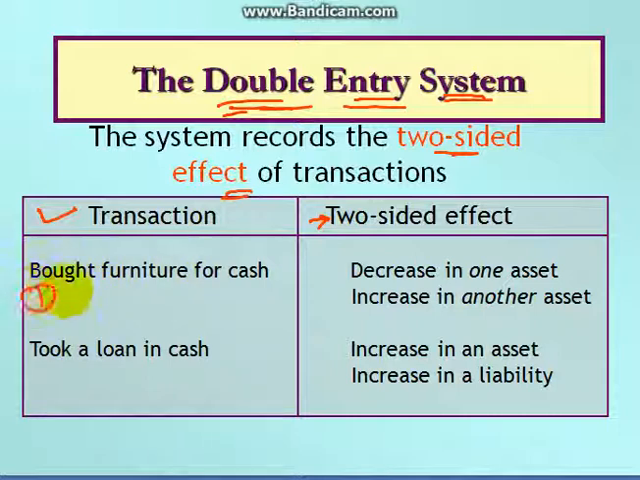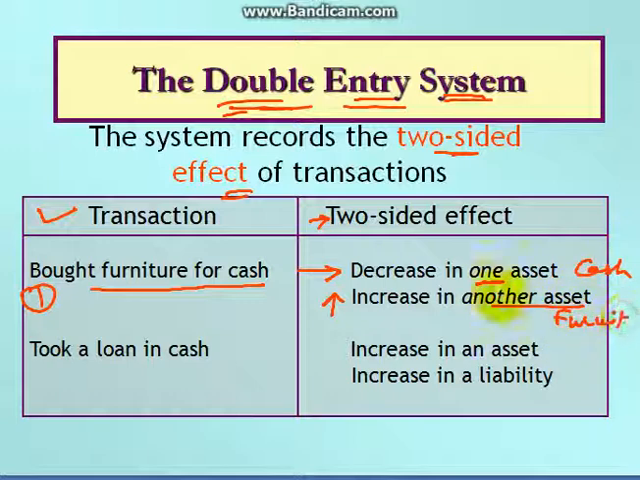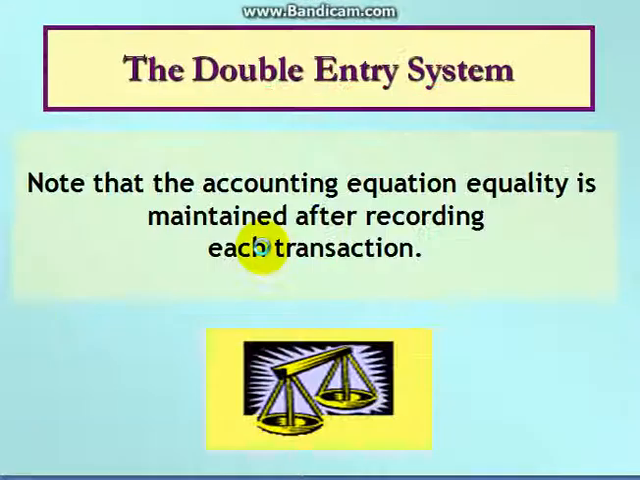First, if you consider an example, if bought furniture in cash, so there is decrease in one asset and there is increase in another asset. So what is one asset? One asset is cash, and what is another asset? Furniture. So this is another kind of asset. So two side effect is taking place. Took a loan in cash, so increase in asset and increase in liability. So this is two side effect, double entry system.